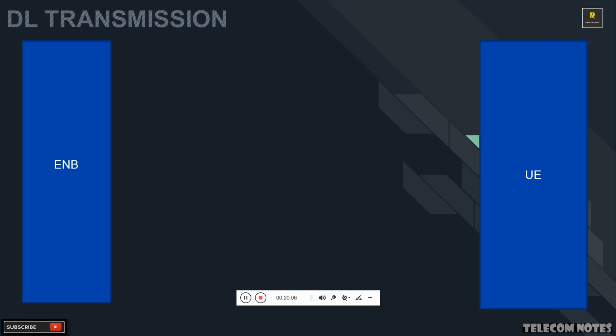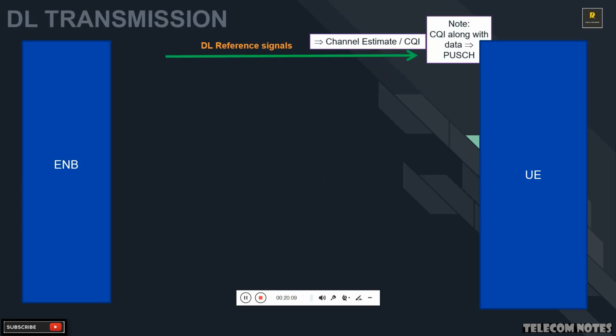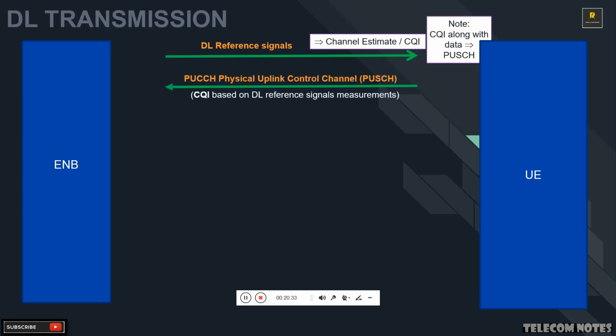Coming to the DL transmission now. Suppose the eNode B sends the DL reference signal for channel estimation and measurement, and based on that particular measurement it will get the CQI on the uplink channel. So the eNode B sends the DL RS to the UE, and the UE sends PUCCH, physical uplink control channel, with the CQI based on downlink reference signal measurements. That means RSRP, RSRQ, RSSI.